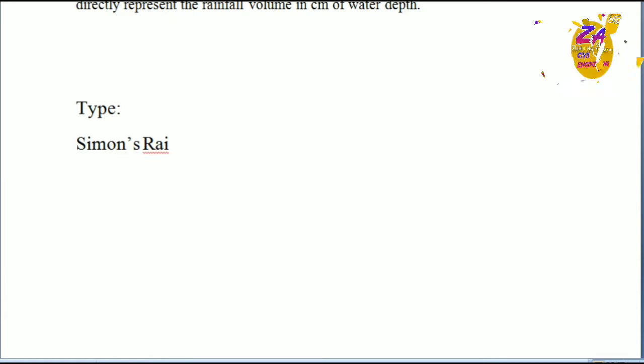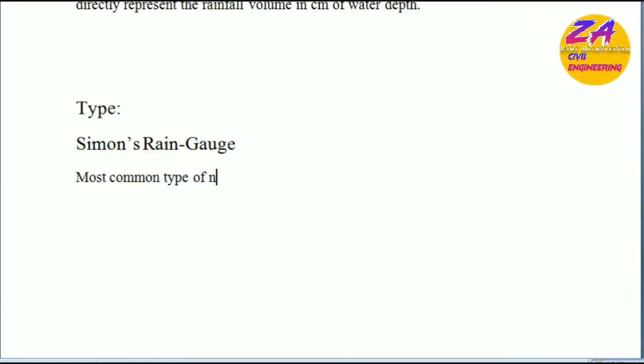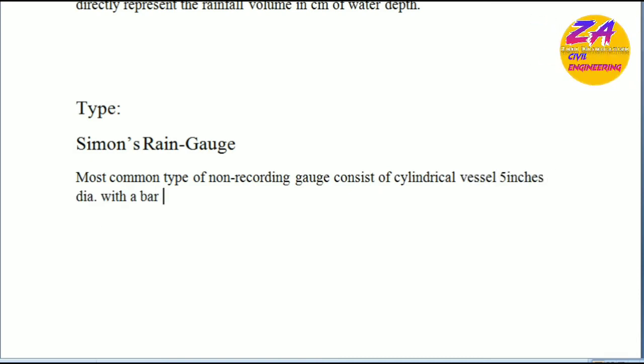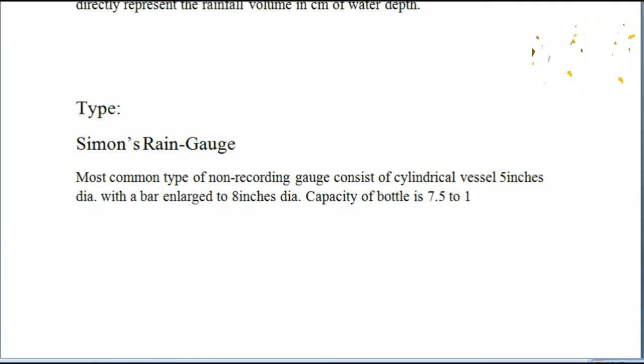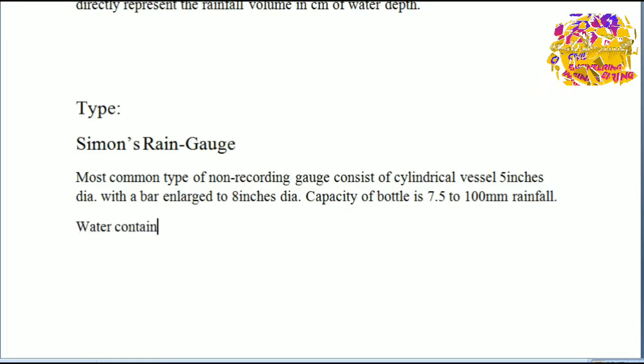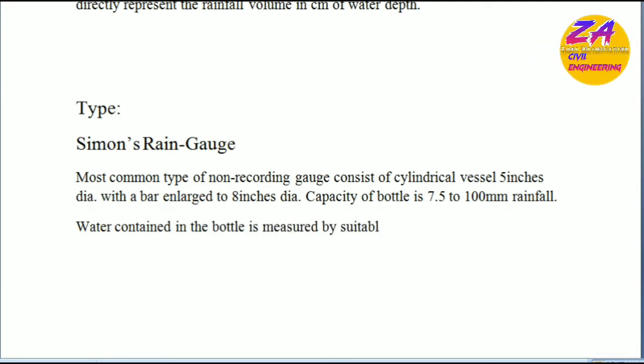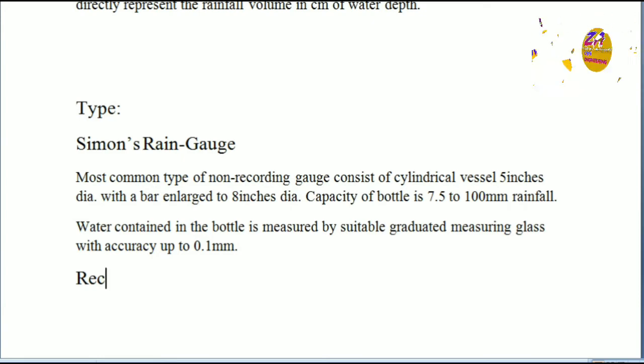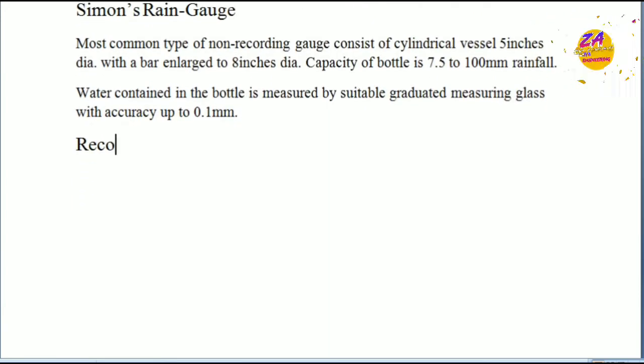Further types of non-recording rain gauge. First is the Symons rain gauge. The most common type of non-recording gauge consists of a cylindrical vessel 5 inches in diameter with a bar enlarged to 8 inches in diameter. The capacity of the bottle is 7.5 to 100 millimeters of rainfall or 10 centimeters. Water contained in the bottle is measured by a suitable graduated measuring glass with accuracy up to 0.1 millimeters.